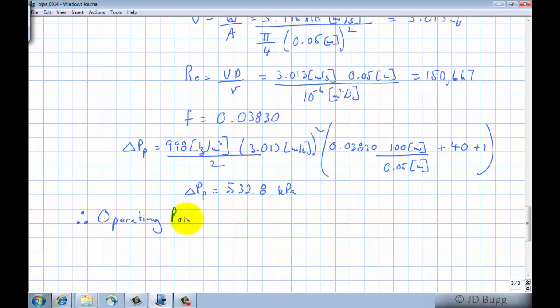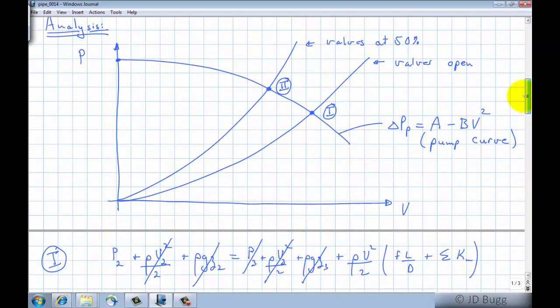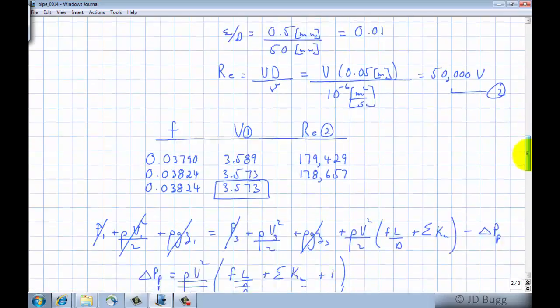So operating point number 2 has a delta P pump 532.8 kPa and a velocity of 3.013 meters per second. So notice that's the second point here. It's the coordinates of the second point, V and P for the second point. So we know where those 2 points are.